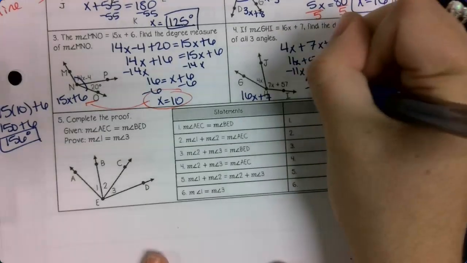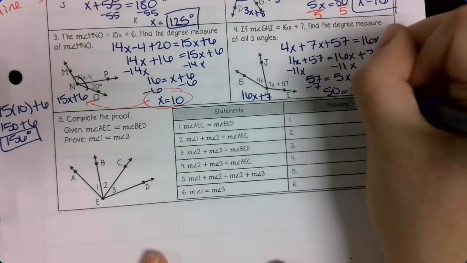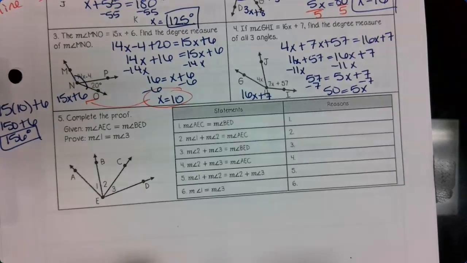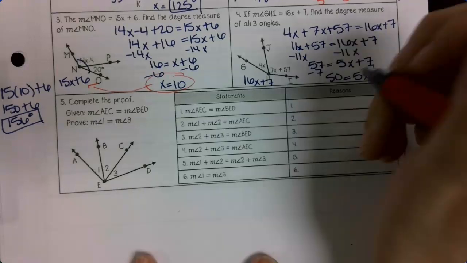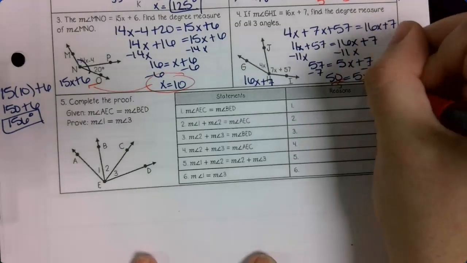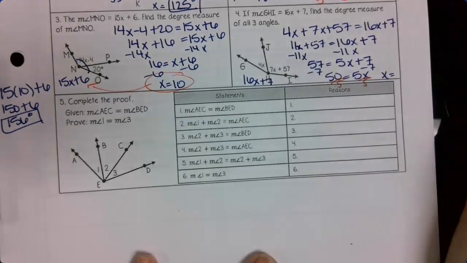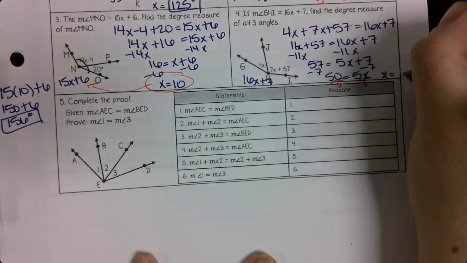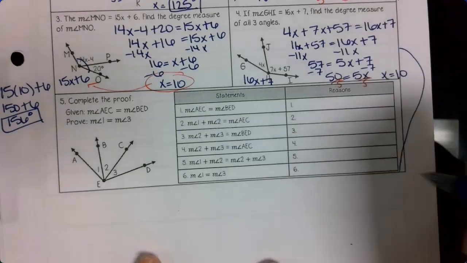I want to subtract 7 on both sides. And then to get x alone, I divide by 5. I get x equals 10. Was this question asking me to solve for x? No, I'm going to solve this down below the proof.